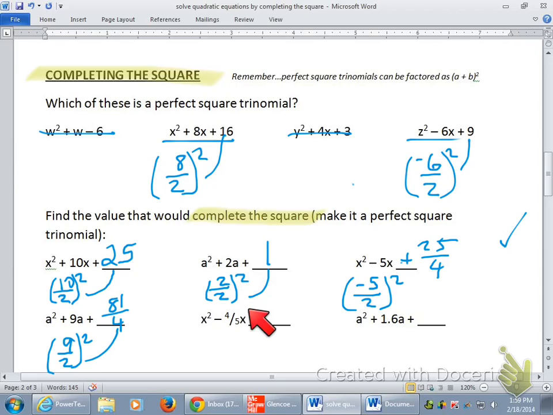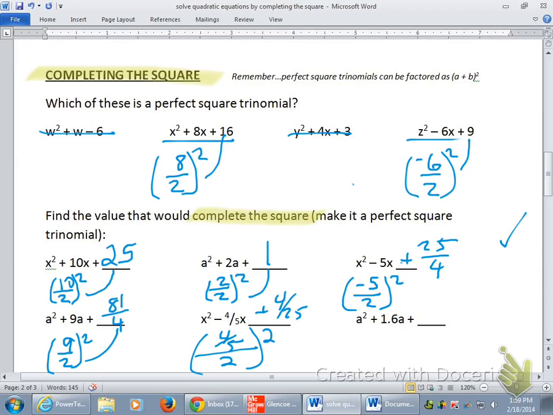All right? Hey, 2 more. They got fractions and decimals. Let's check them out. How would I go about the process here on this x squared minus 4/5 x? Okay, I'm still going to divide it by 2. So I've got 4/5 divided by 2. And then I'm going to square that. 4/5 divided by 2 is 2/5, right? And then 2/5 squared becomes 4 over 25.